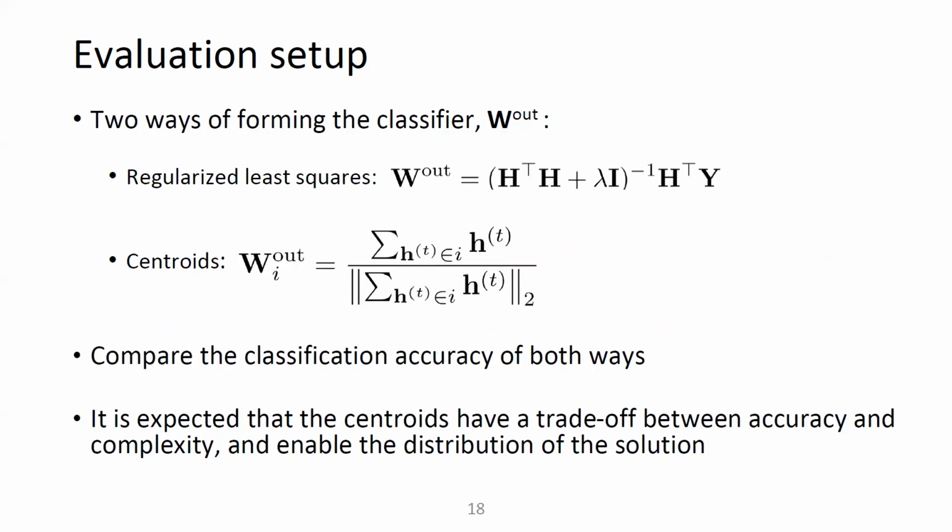As I said, in this evaluation setup we will see two ways of forming the classifier: the regularized least squares and the centroids, and we'll compare the classification accuracy of both ways with the local, centralized, and distributed versions. What we expect is that centroids have a trade-off between accuracy and complexity, but they actually enable the distribution of the solution in a smart way.